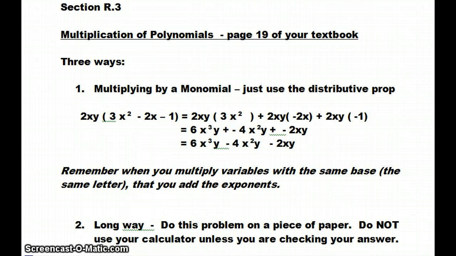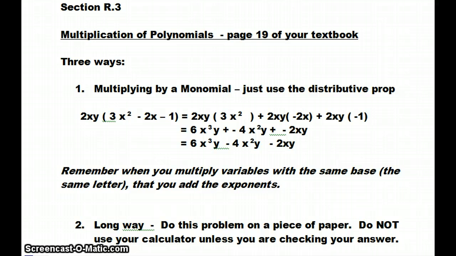So 2 times 3 is 6. X, which is to the first, times x to the second gives us 3 of those x's, so it's x to the third. There are no more y's, so the first multiplication gives us 6x to the third power y. The second multiplication gives us 2 times negative 2, which is negative 4, x times x, which gives us x to the second. We add the 1 exponents and a y. And then lastly, we have minus 2xy. So we can write our answer either as we have it on line 2 or line 3. Both are perfectly fine. Remember that when you multiply variables that have the same base, that means they have the same letter, then you add those exponents.